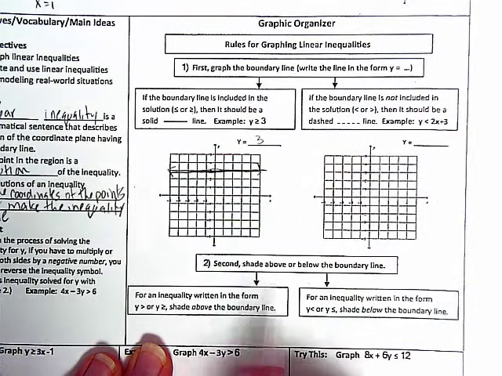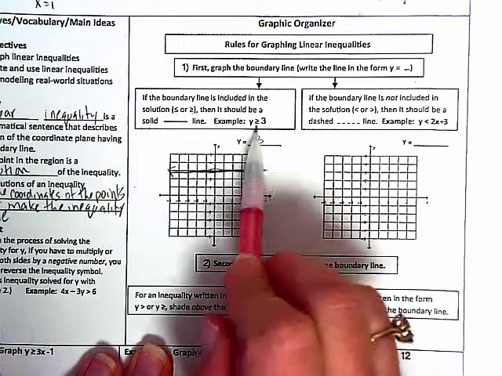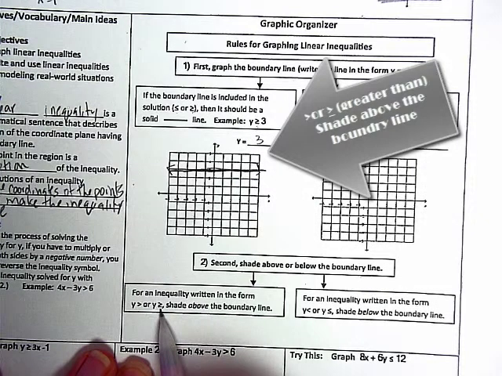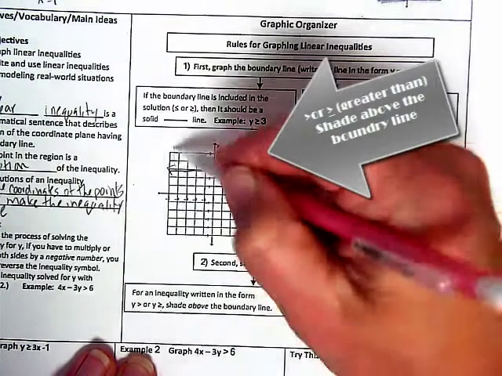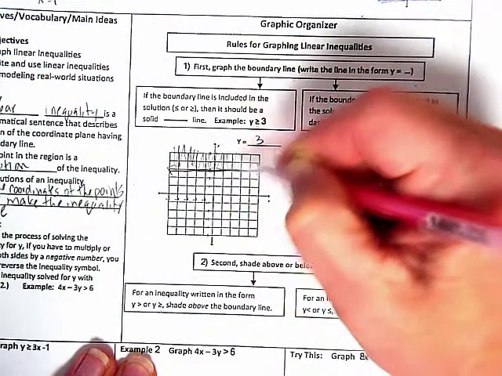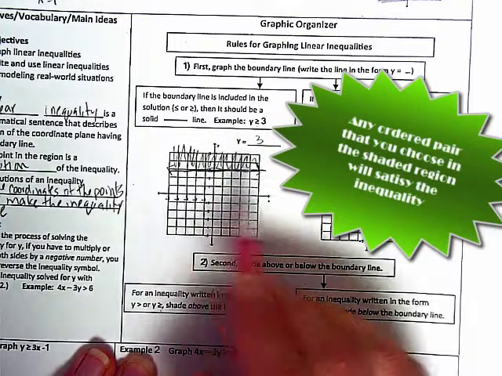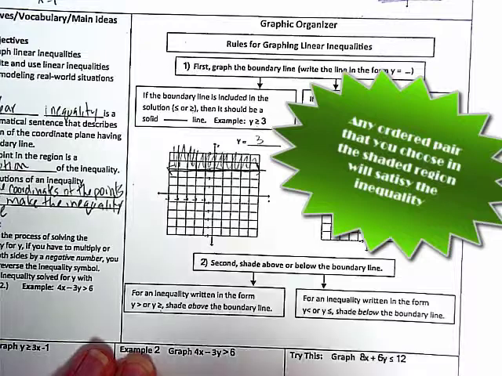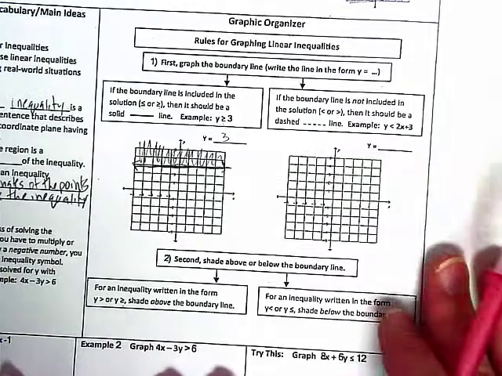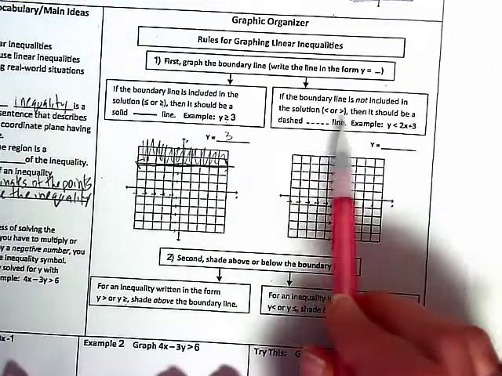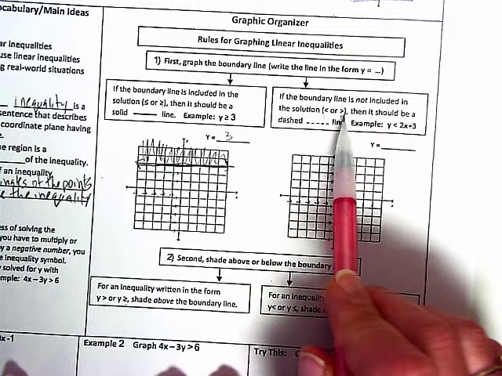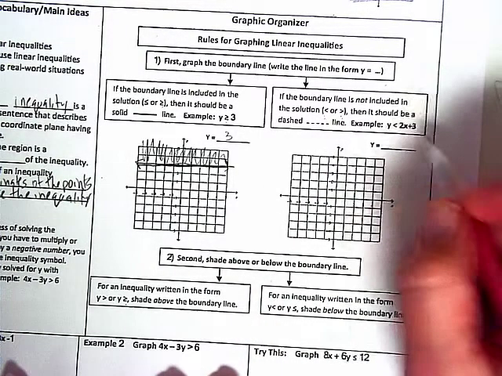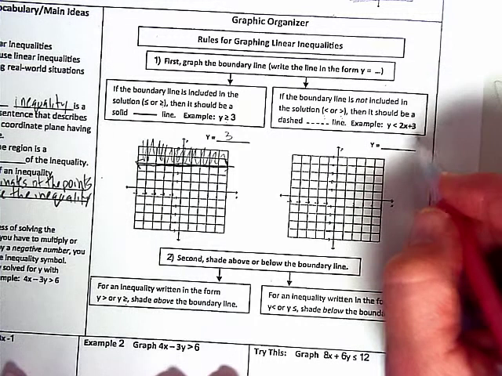Step 2, shade above or below the boundary line. Well, let's see, this one says greater than. Down here it says greater than or equal to, you shade above the boundary line. So I'm going to shade above. If I picked any point up here, it would work, it would be greater than or equal to 3. For the next one, if the boundary line is not included in the solution, it's less than or greater than, notice it has no equal to sign, then it should be a dashed line. So for example, y is less than 2x plus 3.